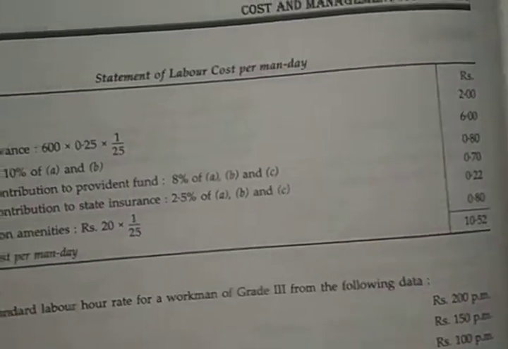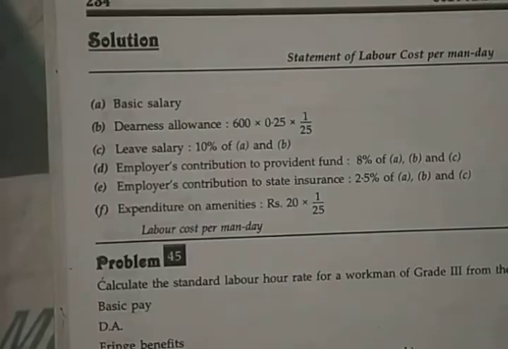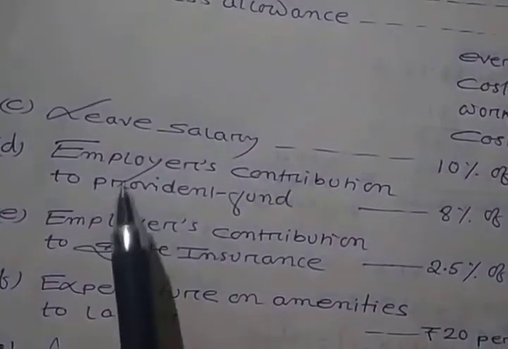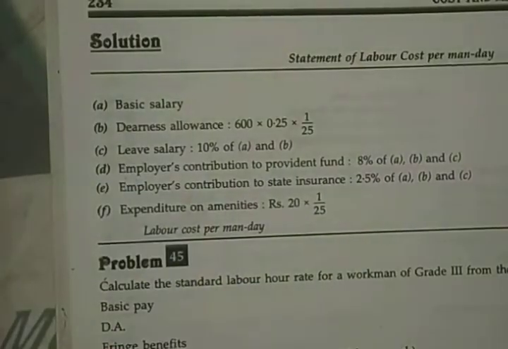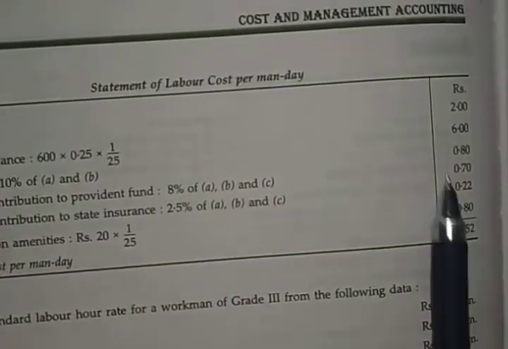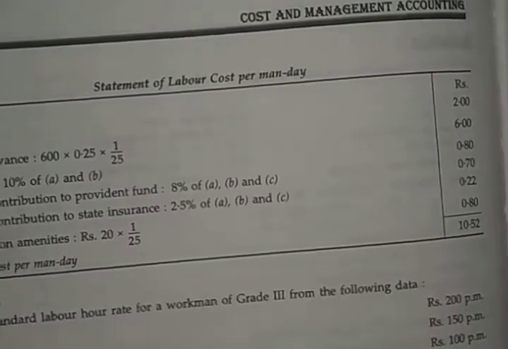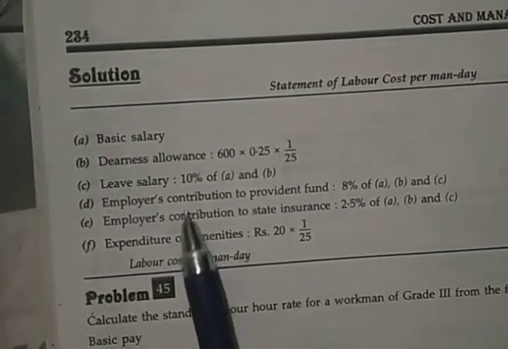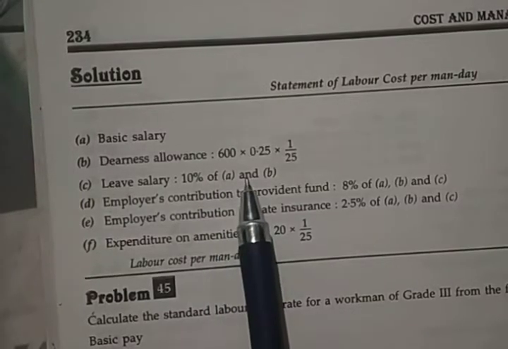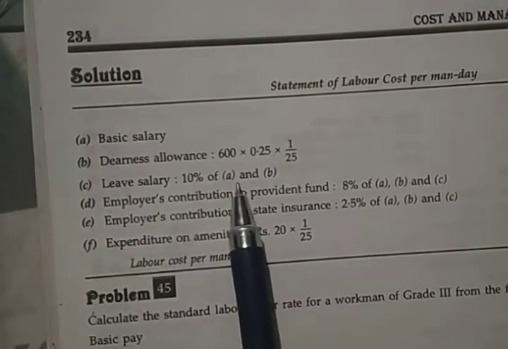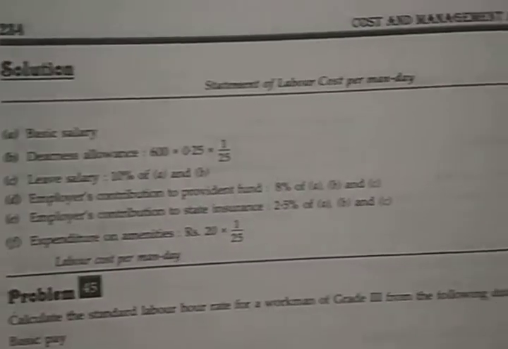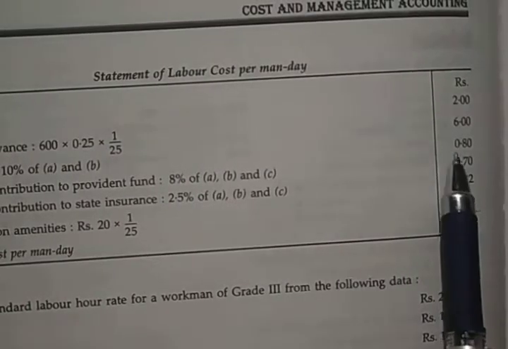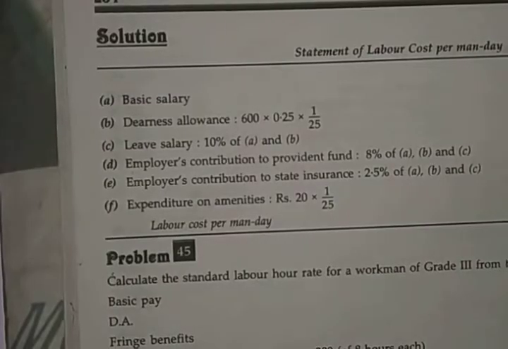Now the next point, try to understand leave salary. The next point given in the question is leave salary, that is 10% of A and B. Now you see, the A and B values are rupees 2 and rupees 6. So 2 plus 6, 8 rupees, right? So leave salary is 10% of 8. Instead of AB you write 8. If you calculate 10% of 8, how much will it be? 0.80.